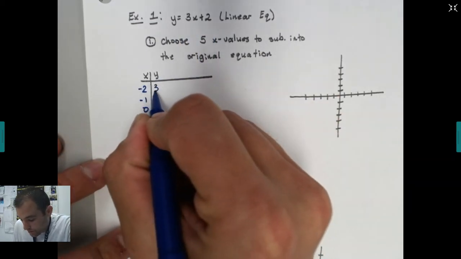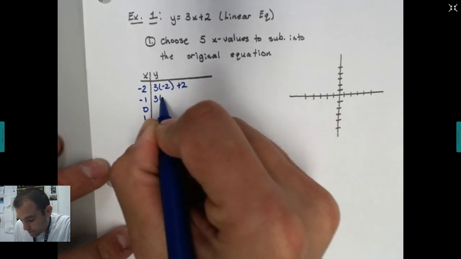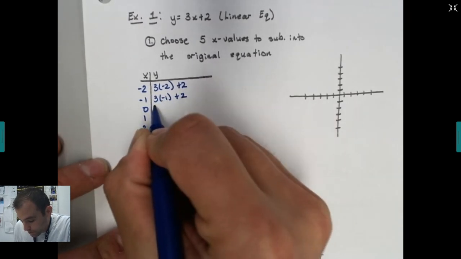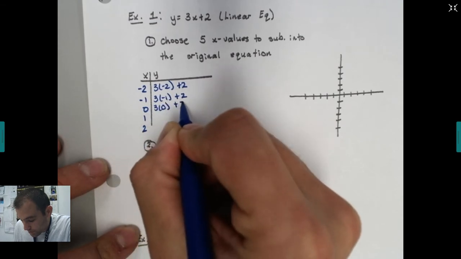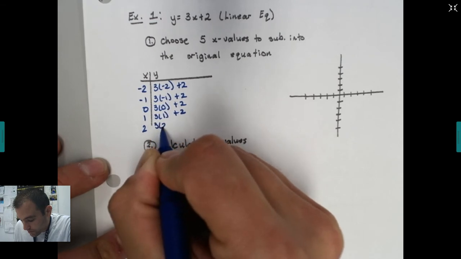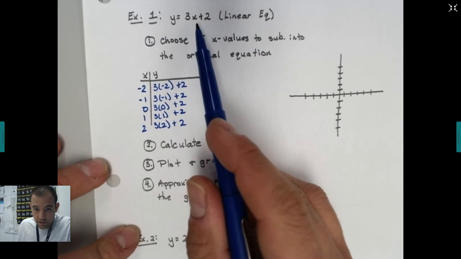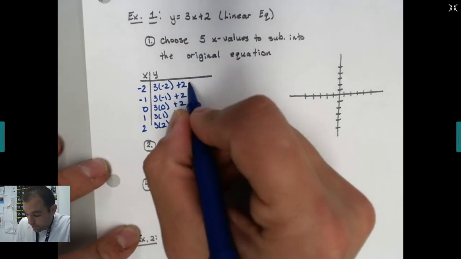So if I did that, it would be 3 times -2 plus 2. Then it would be 3 times -1 plus 2. 3 times 0 plus 2. 3 times 1 plus 2. 3 times 2 plus 2. I just plugged these 5 numbers in for x right there. And I just solve them.